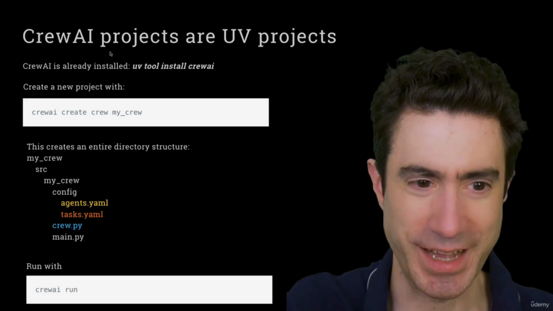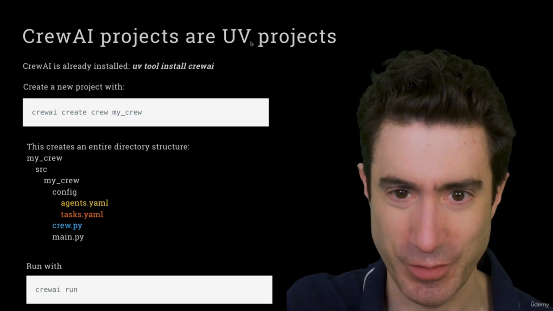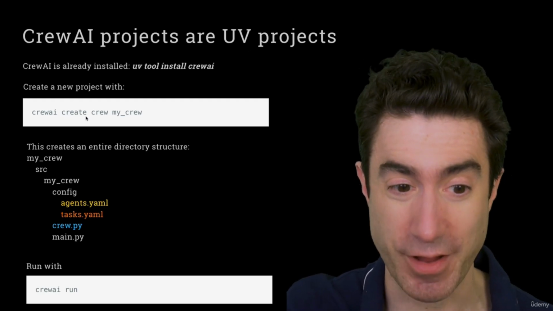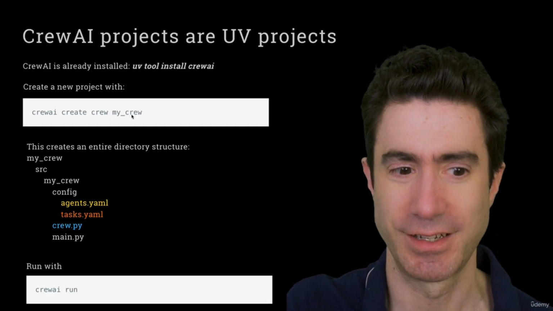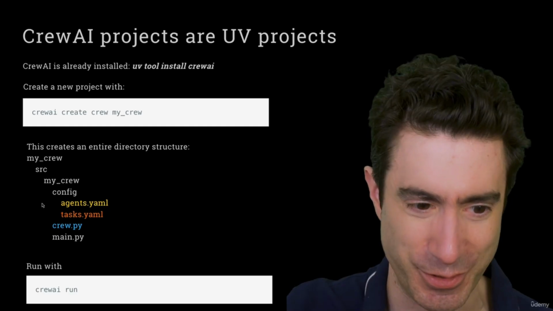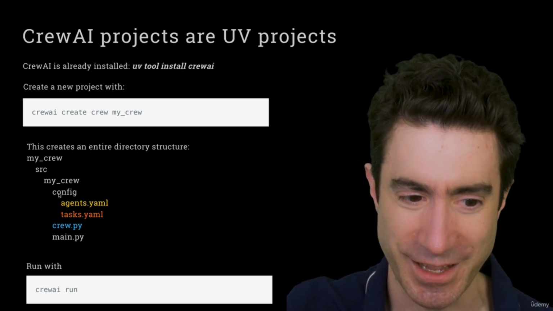And so to recap, we just experienced a CrewAI project, which is in fact a UV project under the hood. We created it by saying CrewAI create crew debate. It created this directory structure, which now should land with you. You should be more familiar. Debate, then source, then debate again, then config.